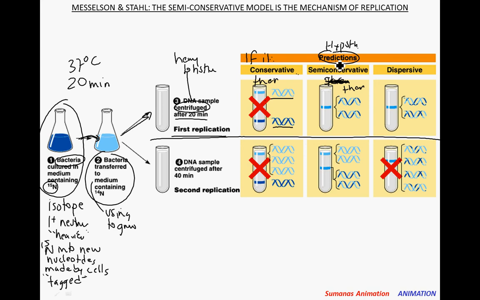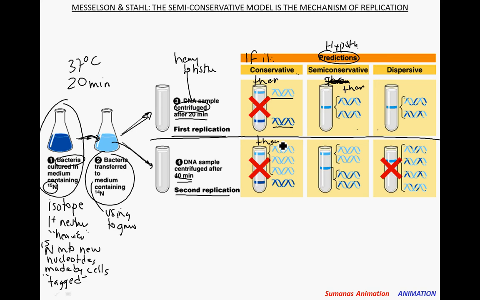But in order to determine the difference between it being semi-conservative and dispersive, they have to do a second round of replication. So they wait another 20 minutes and take a sample. This is after 40 minutes, the second round of replication. They know that it's not conservative. If it was conservative, they would have expected to see this, and they didn't see that.